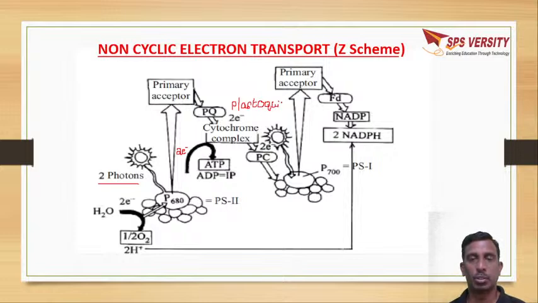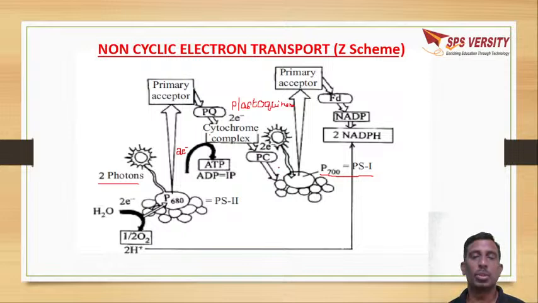फिर plastoquinone oxidize होता है and releases 2 electrons and they are taken by the cytochrome complex, which gets oxidized. Cytochrome complex on oxidation again releases 2 electrons which are taken by plastocyanin. So PC बोले तो plastocyanin. From plastocyanin, ultimately they reach PS1. So इधर electrons P680 से शुरू होके finally P700 में आते हैं.